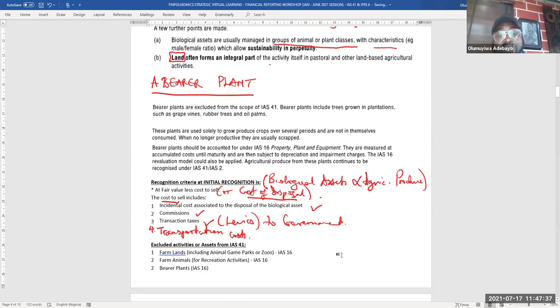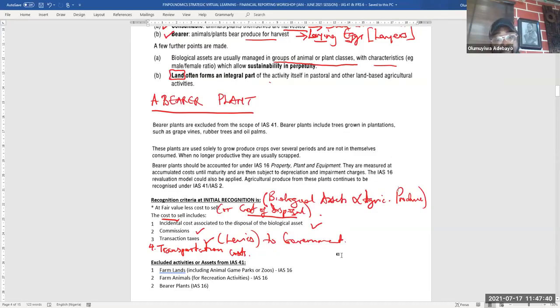Now, we have activities that are excluded from biological assets under IAS 41. One of them is farmland. Farmland may include the farm you are cultivating on, probably you bought it. That land itself contributes to agricultural activity, but will not be considered as a biological asset. Therefore, that farmland, or even a game park, a game reserve, a zoo, and so on, all of those will be accounted for under IAS 16 as PPE.